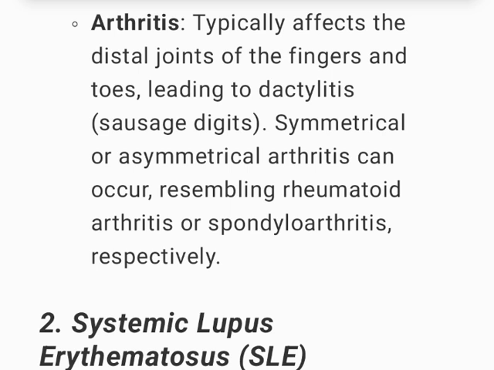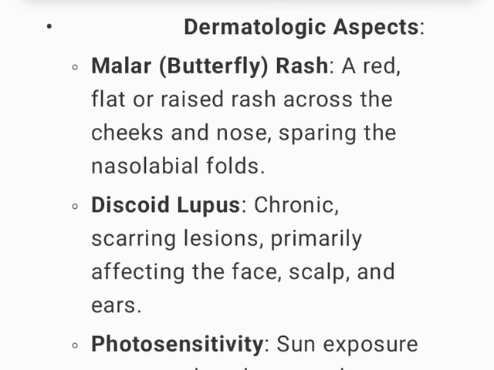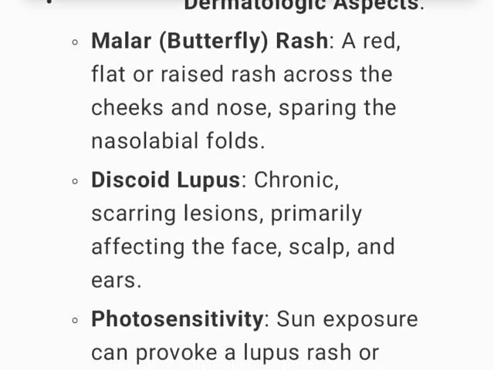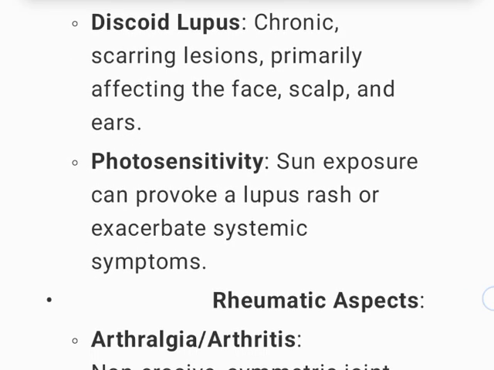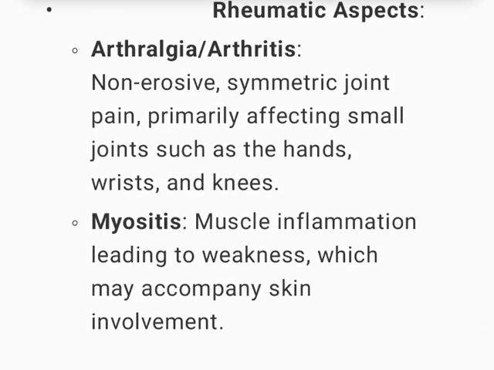2. Systemic lupus erythematosus, dermatologic aspects. Malar, butterfly rash, a red, flat, or raised rash across the cheeks and nose, sparing the nasolabial folds. Discoid lupus, chronic, scarring lesions, primarily affecting the face, scalp, and ears. Photosensitivity. Sun exposure can provoke a lupus rash or exacerbate systemic symptoms. Rheumatic aspects. Arthralgia, arthritis. Non-erosive, symmetric joint pain, primarily affecting small joints such as the hands, wrists, and knees. Myositis. Muscle inflammation leading to weakness, which may accompany skin involvement.